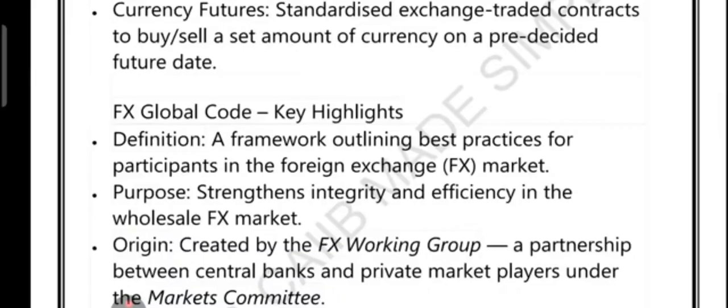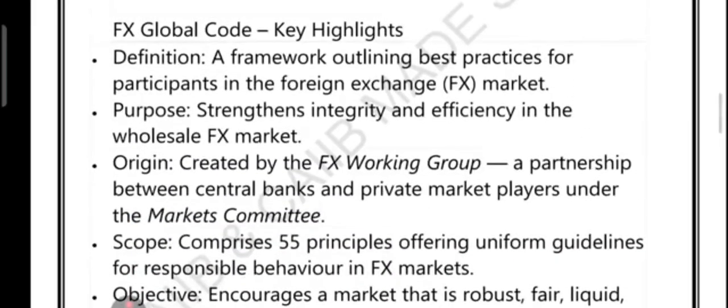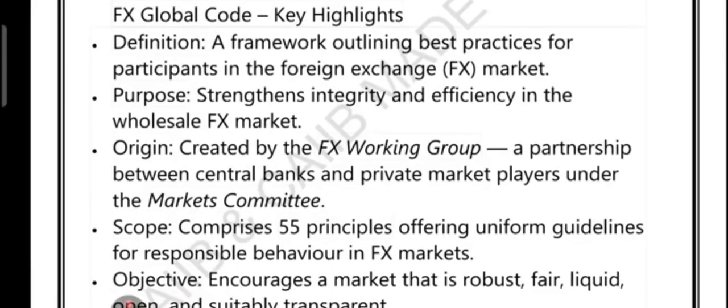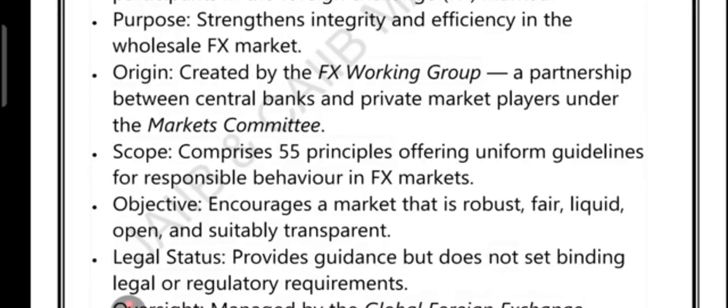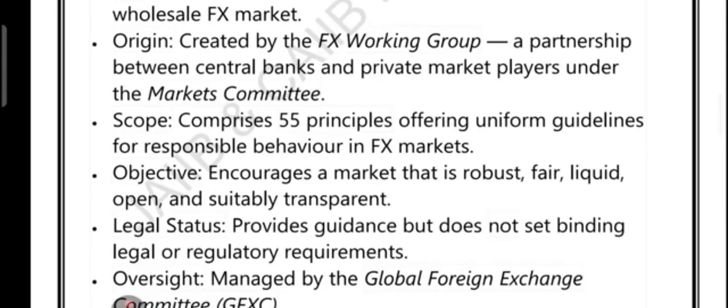Now, let's talk about the FX Global Code. What is this Foreign Exchange Global Code? It's like a rule book for good behavior in the global currency market. It is designed to make the big wholesale forex market more trustworthy and more efficient. The code was put together by central banks and private market experts working together under the Markets Committee. This code has 55 principles, basically guidelines everyone can follow to keep the market fair and responsible.